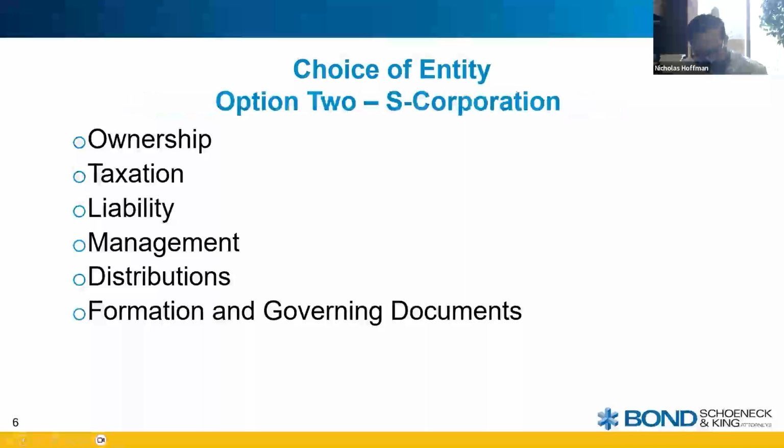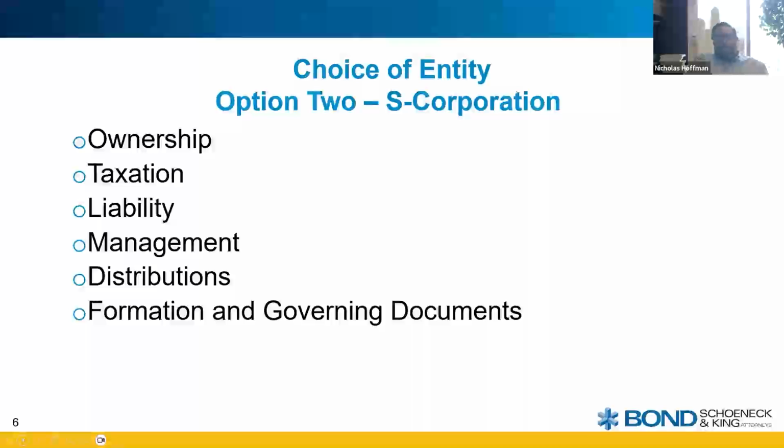Option two, which is on the next slide, is an S corporation. If we run through this really quickly, the ownership of an S corporation has to be in individuals who are U.S. residents or essentially permanent residents. So there are limitations on even the types of individuals that can own an S corporation. The taxation, I already alluded to how S corporations are taxed. Liability is pretty similar in terms of being able to protect individual practitioners to the maximum extent that they can be protected in New York, which is not totally.